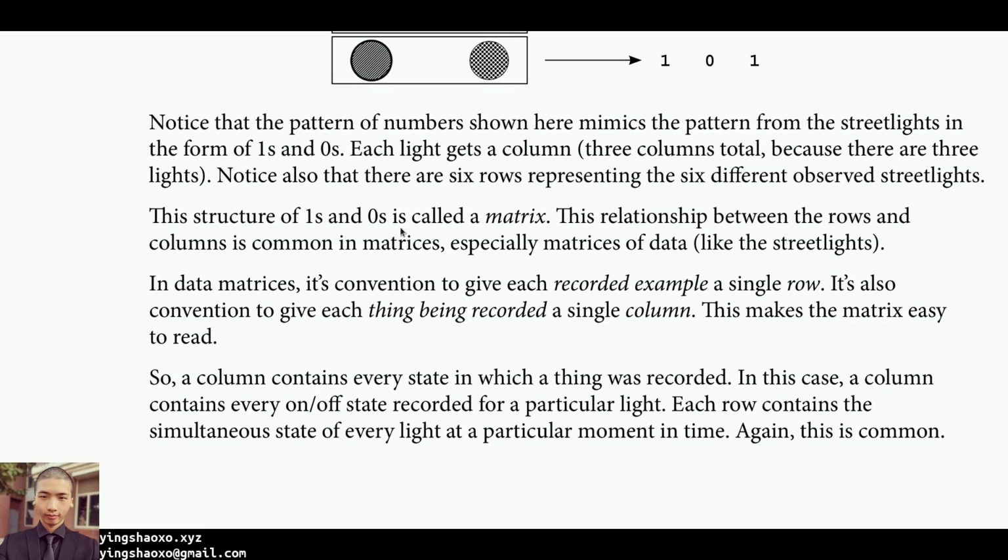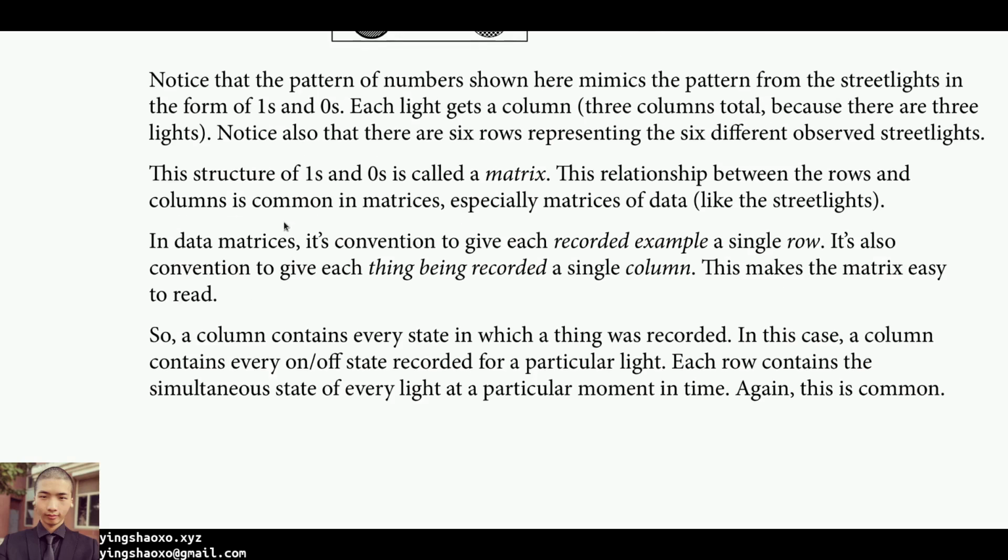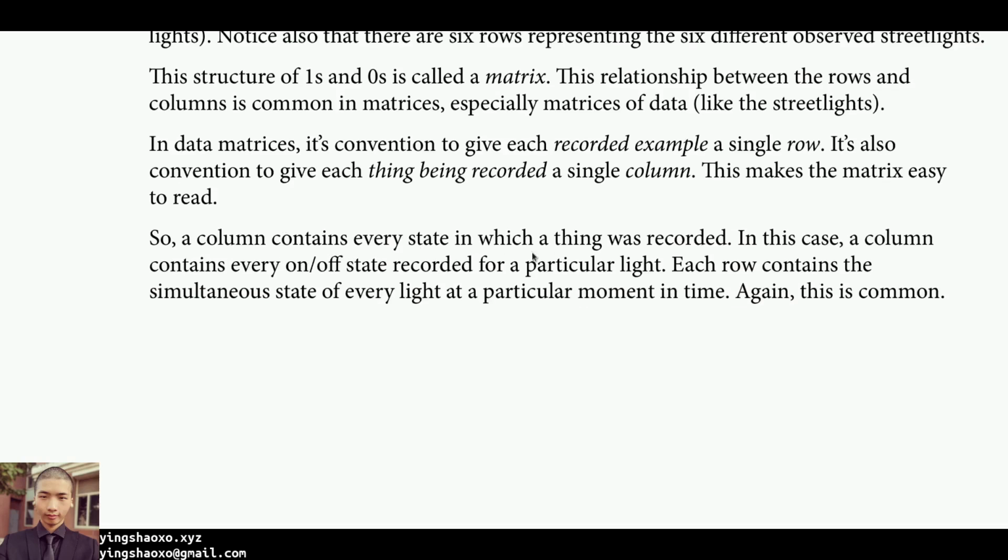This structure of 1s and 0s is called a matrix. The relationship between the rows and columns is common in matrices, especially matrices of data like the streetlights. In data matrices, it's convention to give each recorded example a single row. It's also convention to give each scene being recorded a single column. This makes the matrix easy to read. So a column contains every state in which a scene was recorded. In this case, a column contains every on or off state recorded for a particular light. Each row contains the simultaneous state of every light at a particular moment in time.